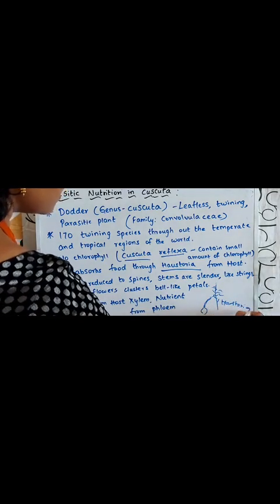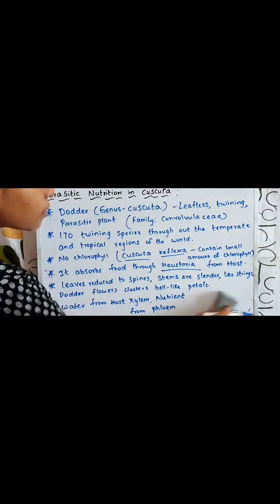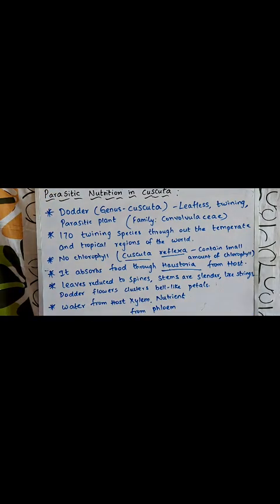Through haustoria, it will absorb the water and food material from the host plant. It will first affect one host plant. After getting the nutrition, it will continue its thin string-like structures all over the plant. Later it will continue to move to the other host plant.